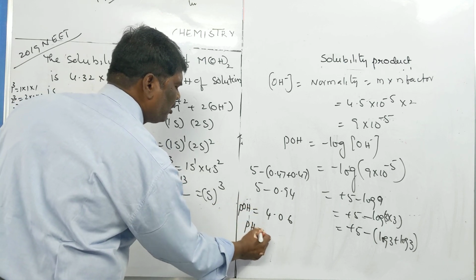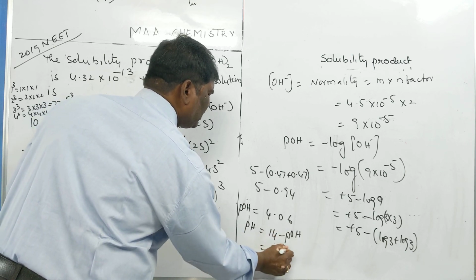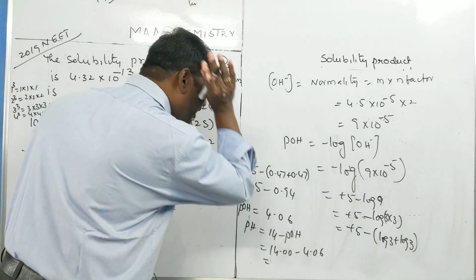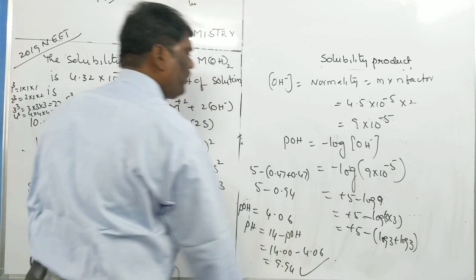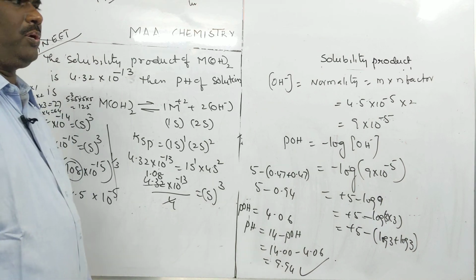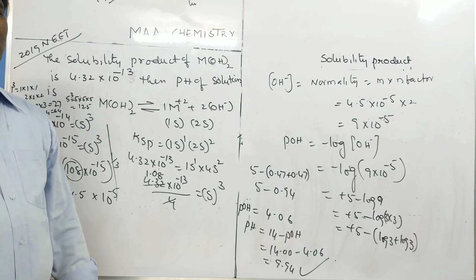Therefore, pH equal to 14 minus pOH. 14.00 minus 4.06. Nothing but we are getting what? We are getting 9.94. Thus the pH is calculated. This is the method of solving the solubility product. Okay. So I hope you understood this concept very well. Thank you.